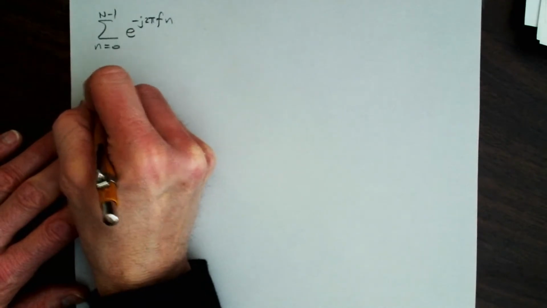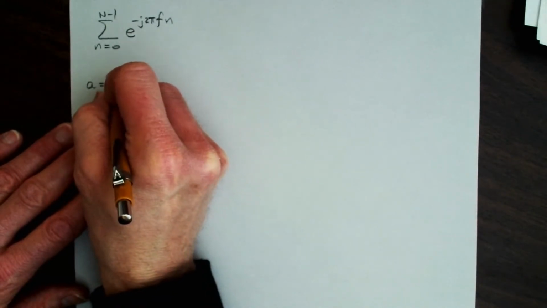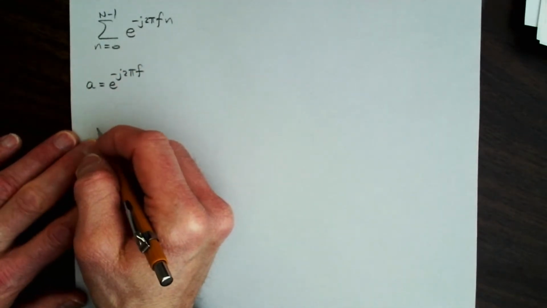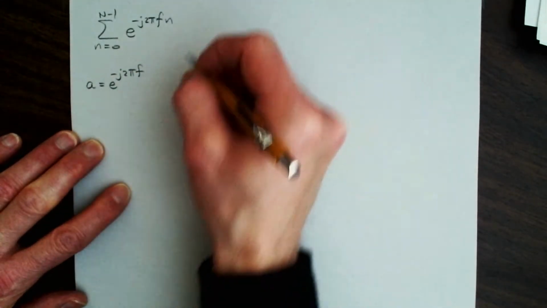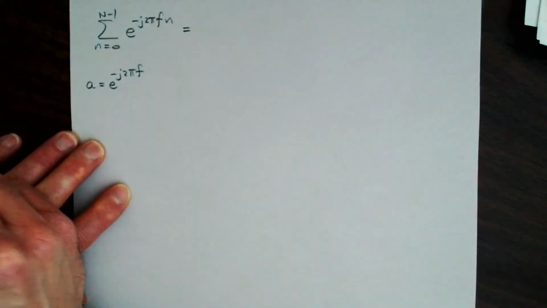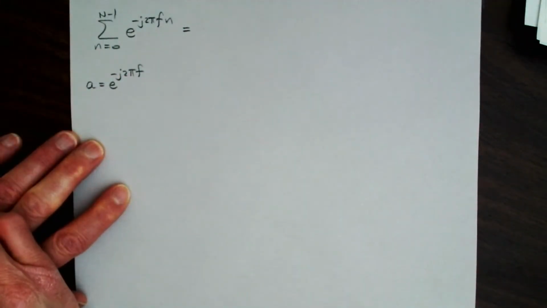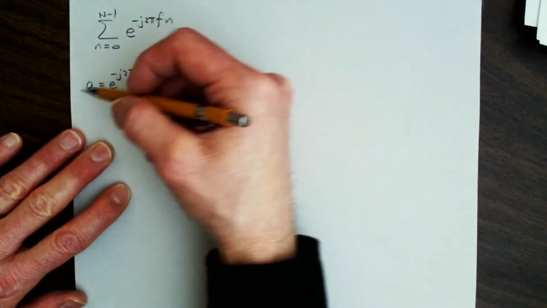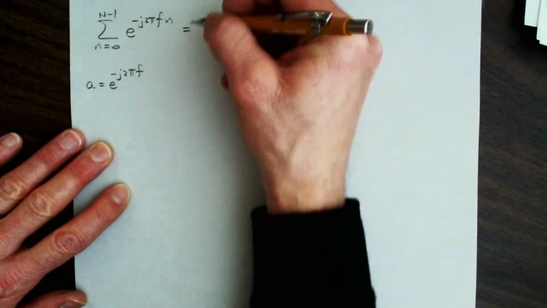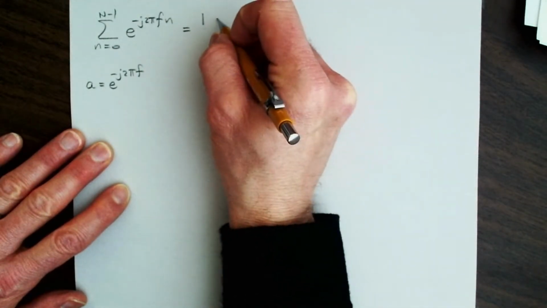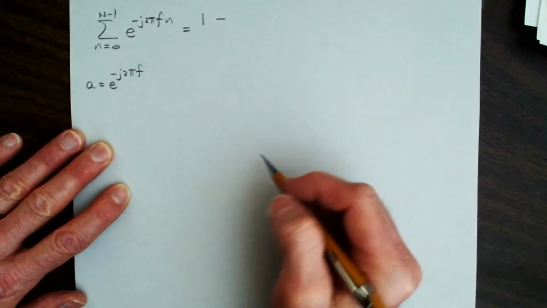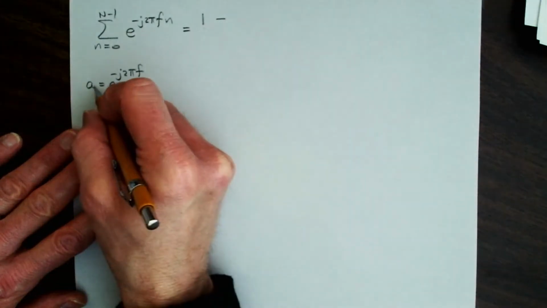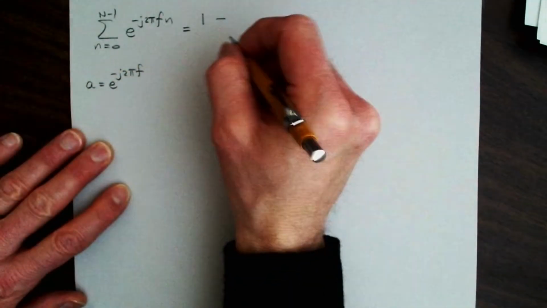So here we're thinking that a is taking the value e to the minus j 2 pi f. And we can substitute this into the previous expressions. So we have finite limits, and so we can use the formula for finite limits, which is a raised to the lower limit, so a to the 0, that's 1. Then we have minus a raised to the upper limit plus 1.